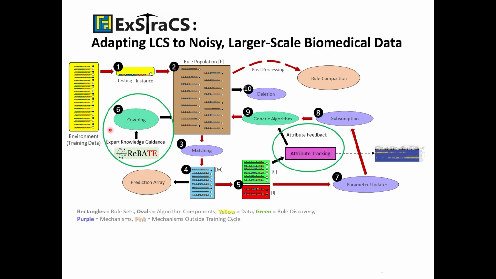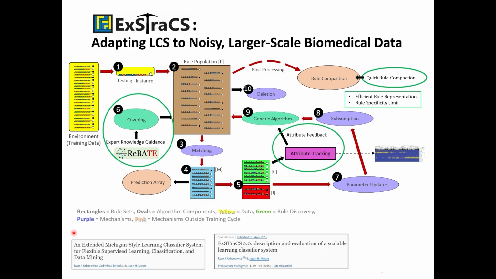Furthermore, in ExSTraCS, we introduced a very simple rule compaction algorithm called quick rule compaction that simply removed rules that were inexperienced or clearly poor, finding that this too improved overall performance. And last but not least, we also included an efficient rule representation that made scaling up to larger datasets a lot easier, as well as a rule specificity limit, again targeting the issue of scalability of the algorithm. You can find the first paper on the ExSTraCS algorithm here, and a second paper conducting a deeper dive into an extended ExSTraCS framework right here.